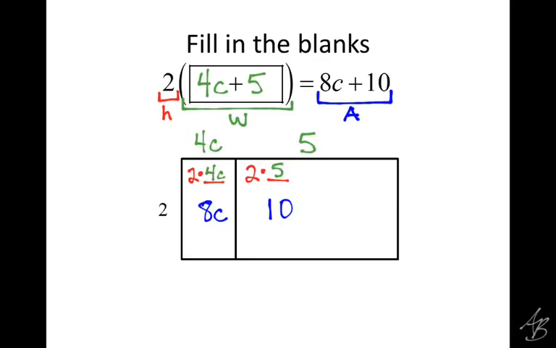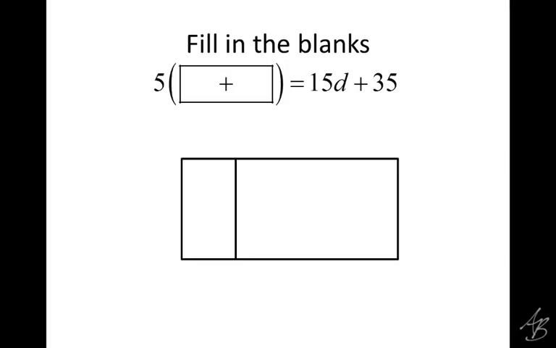So the next example is really similar. I want you to go ahead and give that one a try on your own. So when we set up our model here, where's this 5 going to go? It's going to go over on the side. That's the height of the whole rectangle, but it's also the height of each of the smaller rectangles. What about the 15D plus 35? Where's that going to go? Yeah, those are the areas of the rectangles. That's the important thing to remember here, is that the answer to the multiplication problem is going to be the area of the rectangle. So this is going to be 15D plus 35.